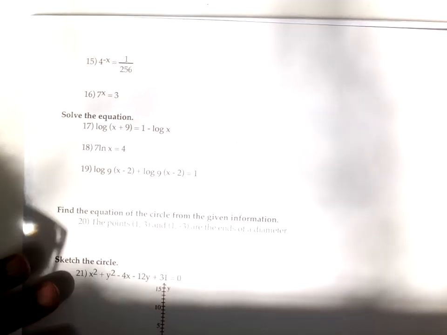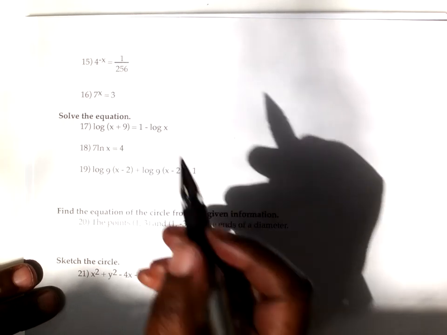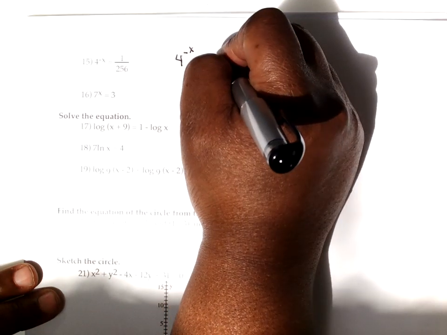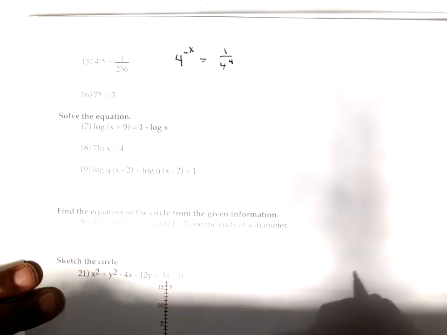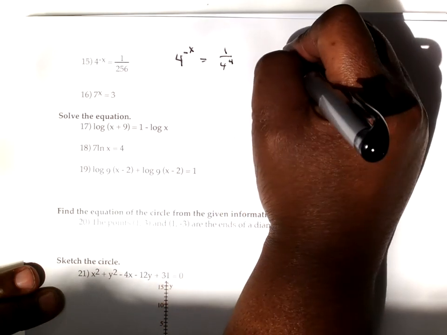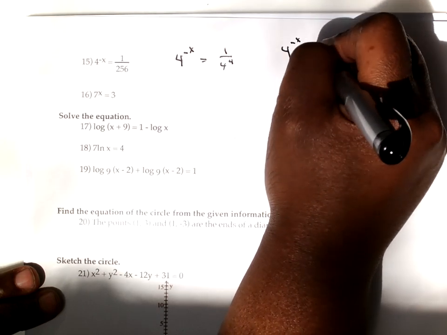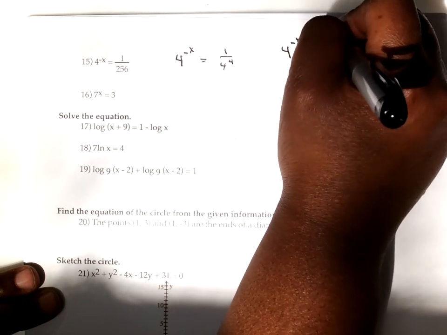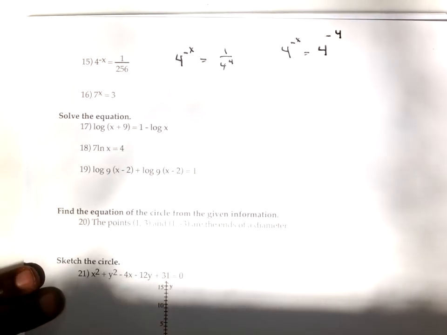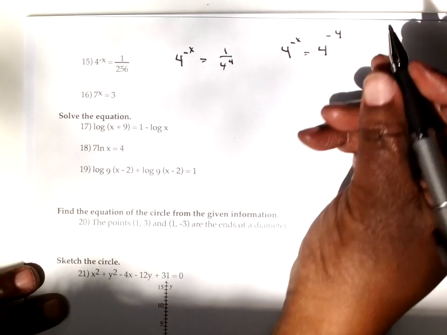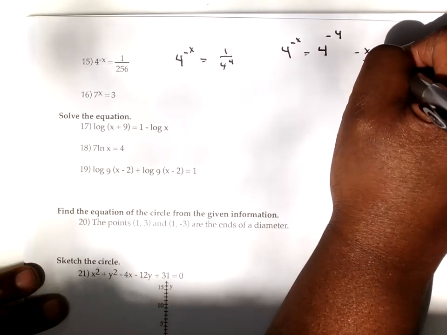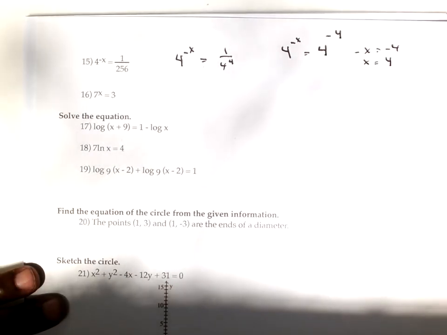All right, 15. 4 to the -x is equal to 1/256. I can write these with the same bases. So 4 to the -x. Well, I know 256 is 4 to the 4th. So 1 over 4 to the 4th. But I want to rewrite that so I have my 4 not in a denominator. When I bring it up top, that exponent becomes negative. So I get 4 to the -x is equal to 4 to the -4. So that means -x has to equal -4. Divide both sides by -1, and I get x is equal to 4.